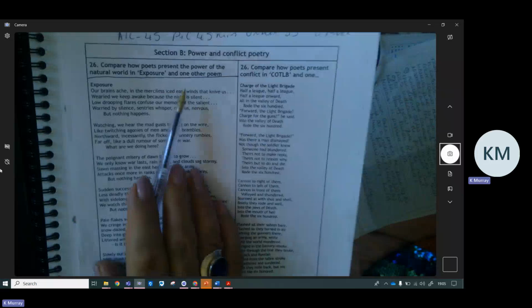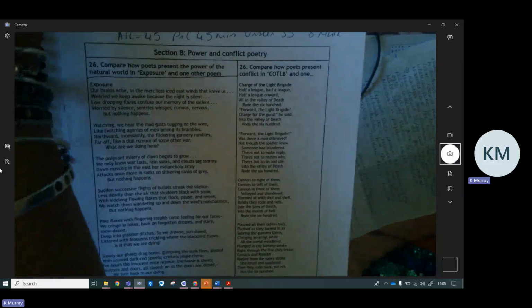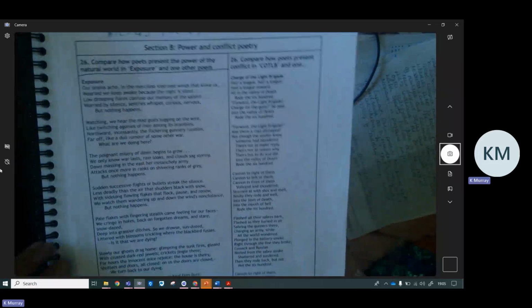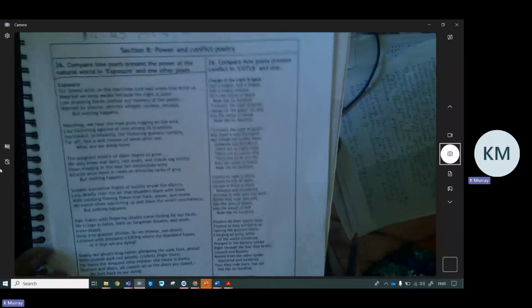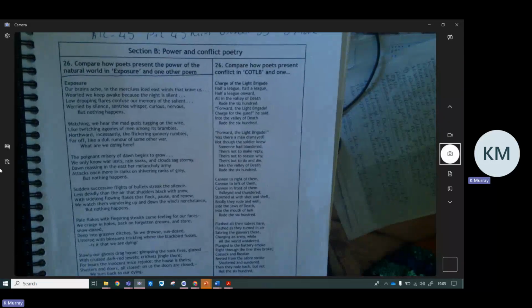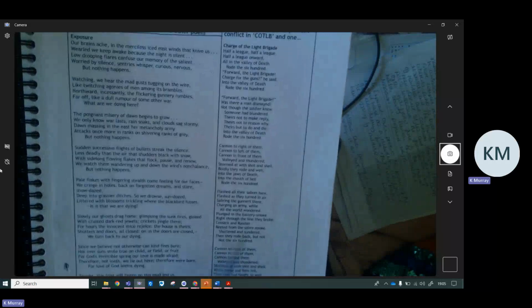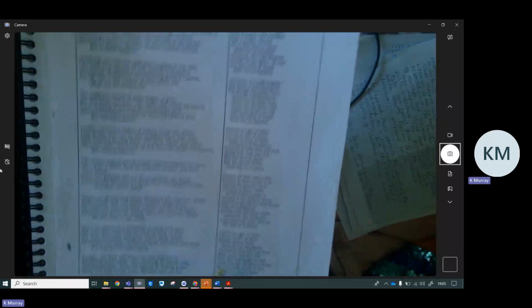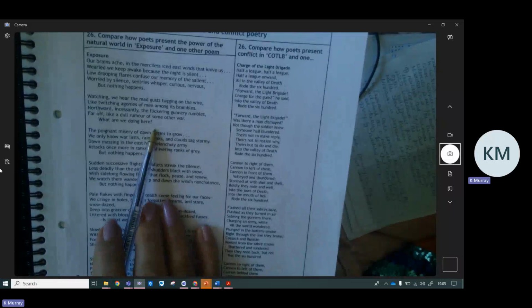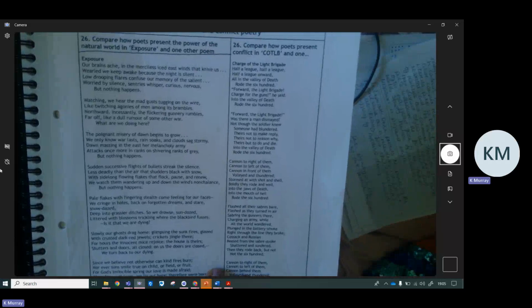But I think the best fit for me is going to be Storm on the Island, because it's so very obviously about the power of nature. The whole poem is, isn't it? So for me, that's the best fit. Now, I'm not going to annotate the poem for you now. I'm not going to model that. I'm going to model how to answer the question, because I think that's more important at this stage.